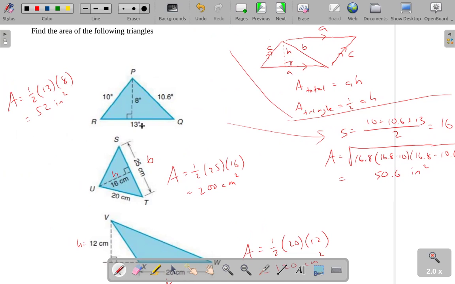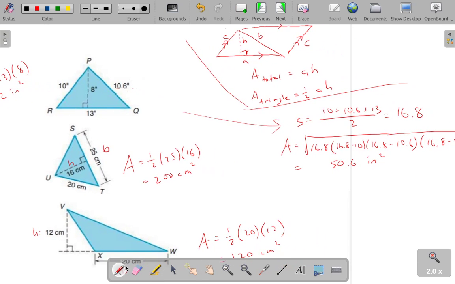So what went wrong here? The area that I found here is 52 square inches. I think what went wrong is these side lengths were probably rounded fairly aggressively. I'm not sure exactly what the side lengths would be here, but I'm going to attribute the error to the fact that I'm basing it on the side lengths, which are not 100% accurate in this example.